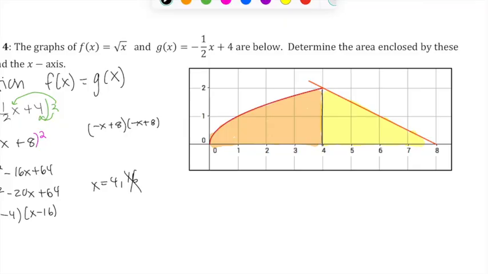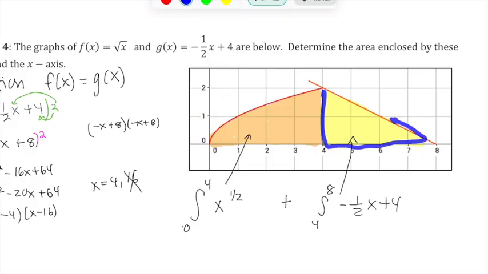But yeah, so we want to find the area under the curve here. So that's the integral from 0 to 4 of x to the 1/2, and again, I'm writing this as an exponent of 1/2. And then this is the integral from 4 to 8 of negative 1/2 x plus 4. Now, we actually don't need to do the integral. We can look at the area here as a triangle, but we'll do it the long way just to show it.